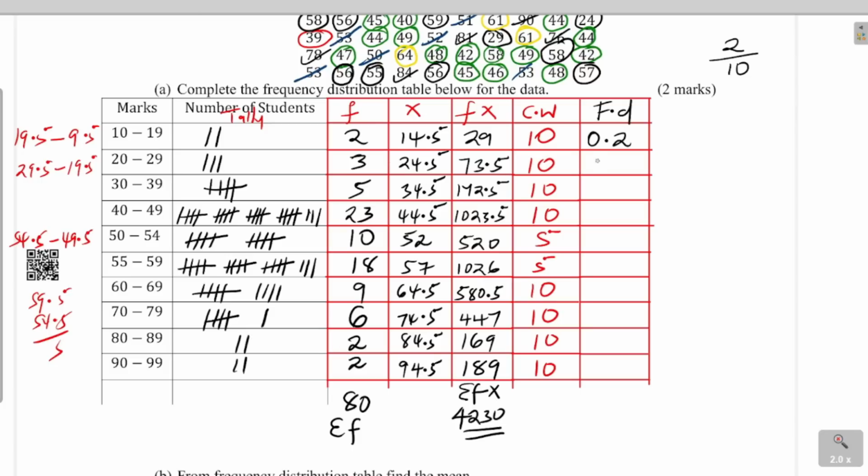So the other one will be 3 divided by 10, 0.3. The other one is 5 divided by 10, 0.5. And then the other one will be 23 divided by 10. This will be 2.3. Then we have 10 divided by 5. That will be 2. Then 18 divided by 5. This will be 3.6. 9 divided by 10, 0.9. 6 divided by 10, 0.6. 2 divided by 10, 0.2. Then 2 divided by 10, 0.2.